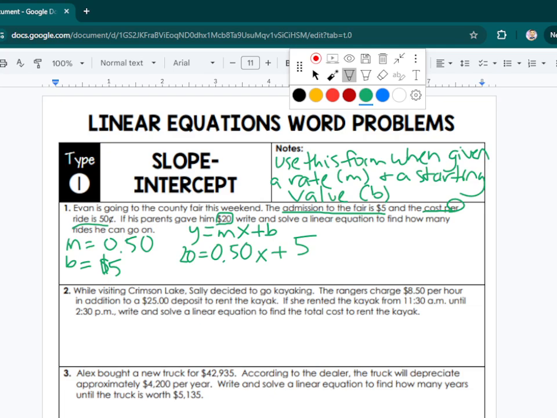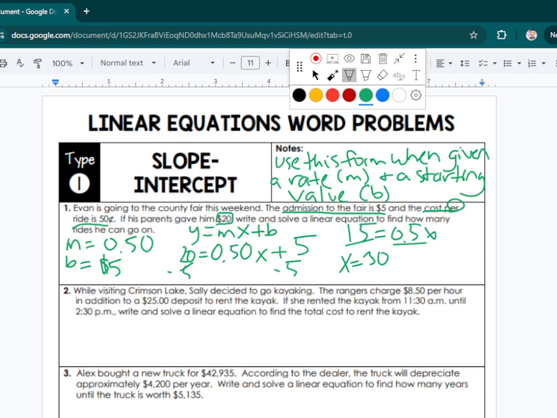And then we will solve for x now to find how many rides he can go on. So we know how to solve for x. We subtract 5 from both sides. We get 15 equals 0.5x. Divide. We should get x equals 30.